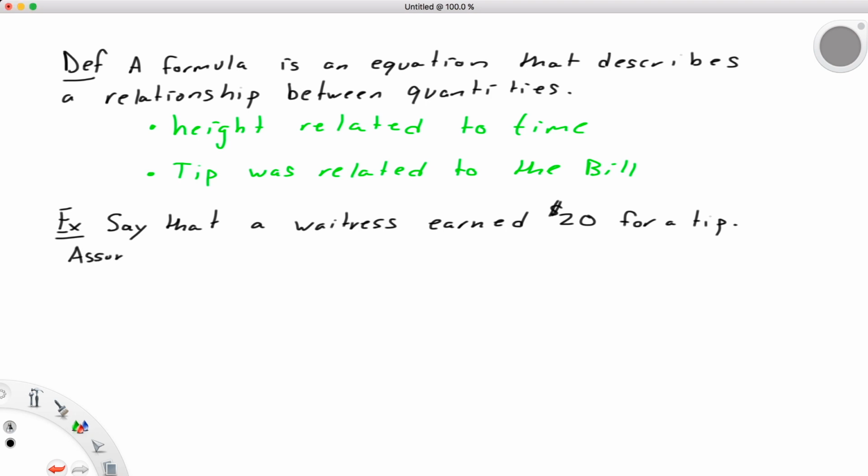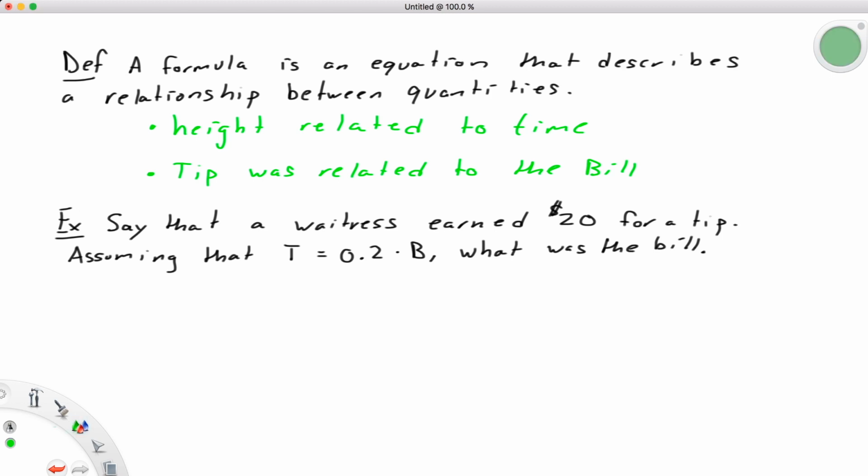If we assumed that the person doing the tipping was doing it at a rate of 20%, so assuming that we had this formula of the tip equal to 0.2, 20%, which we'll touch on in the next piece of this, the percent piece. But assuming that t was equal to 0.2 times the value of the bill, we can find what the bill is. So what was the bill? And so we have the ability to solve something like this.